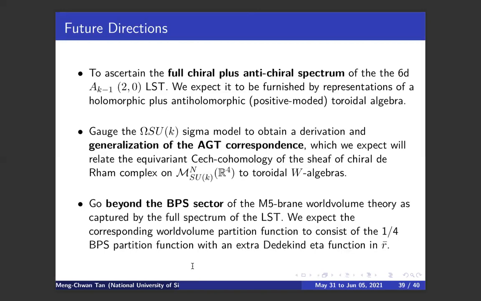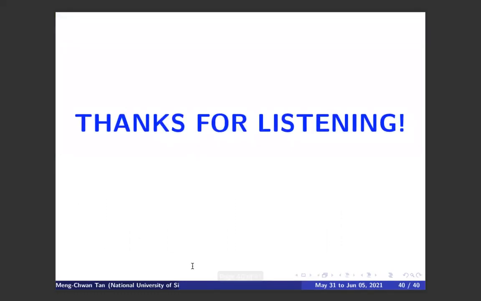Obviously, at the end of the day, we would wish to be able to understand M theory as best as we can. So we would like to go beyond the BPS sector of the M5-brane world volume theory, as captured by the full spectrum of the little string theory. So we expect the corresponding world volume partition function to consist of the quarter BPS partition function with an extra Dedekind eta function in R bar. In other words, we are considering excitations on both sides, everything. And that will give us all the degrees of freedom of the little string itself. Thanks for listening.